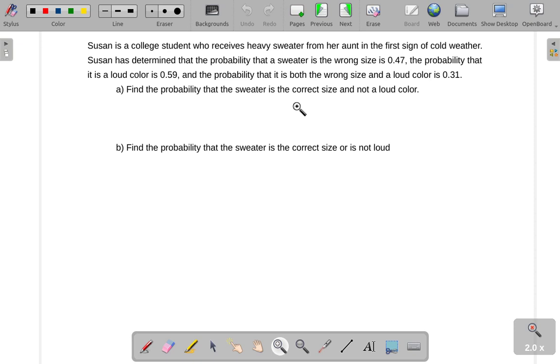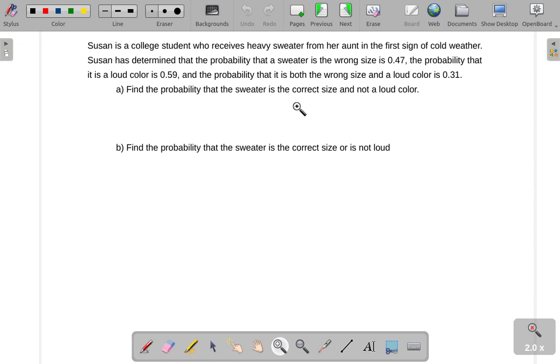Susan is a college student who receives a heavy sweater from her aunt at the first sign of cold weather. Susan has determined that the probability that the sweater is the wrong size is 0.47, the probability that it's a loud color is 0.59, and the probability that it's both the wrong size and a loud color is 0.31. She's probably compiled this from her own experience and maybe her relatives' experience.